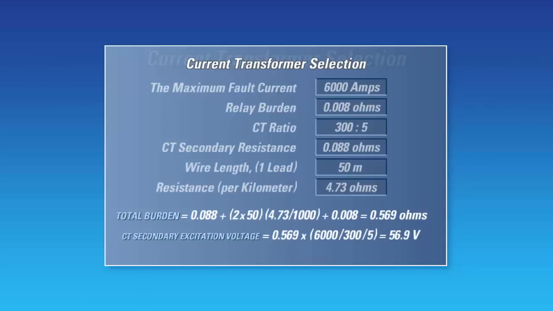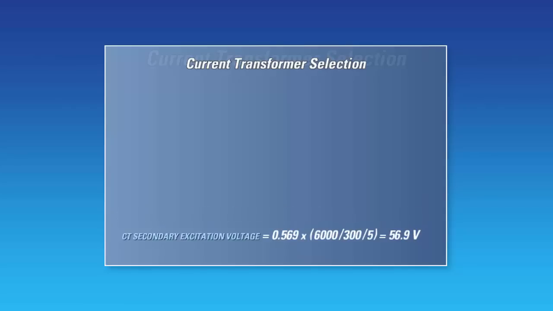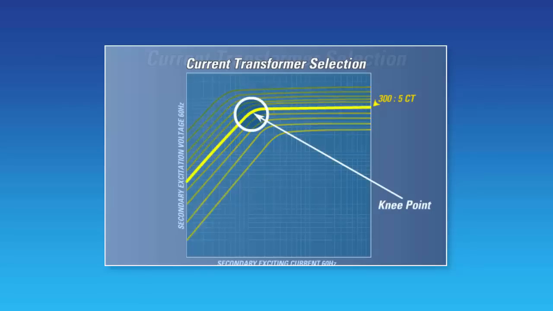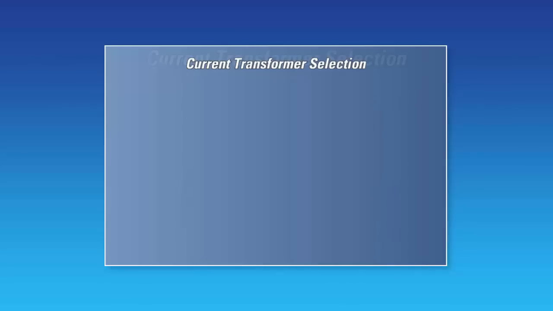With the maximum secondary CT fault voltage calculated, the third step is to refer to the CT excitation curve. Using the excitation curves for the 300 to 5 CT, we see that the knee voltage is at 60 volts, well above the maximum fault voltage of 56.9 volts. Therefore, this CT is acceptable for the application.